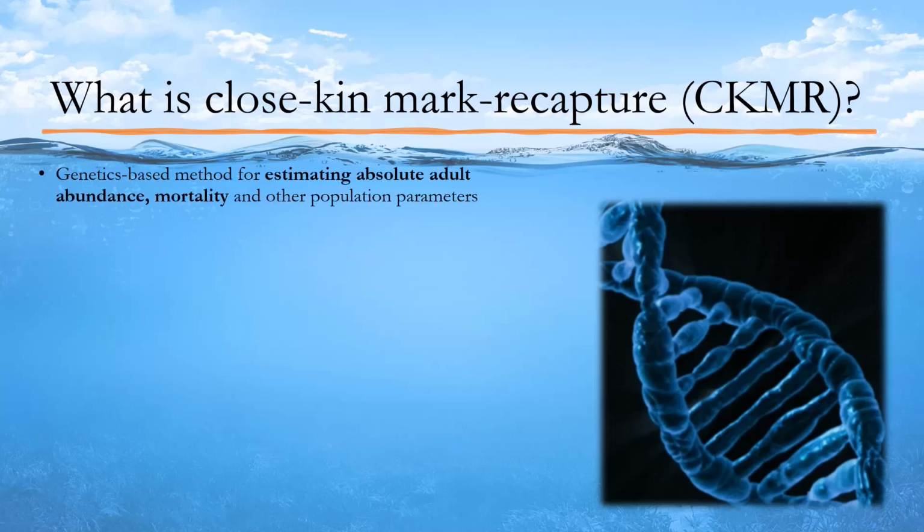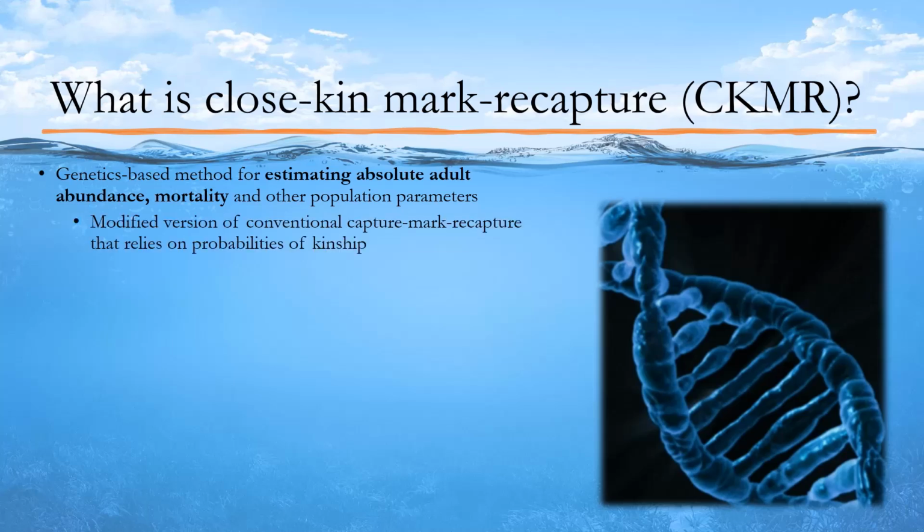So CKMR is a genetics-based method for estimating absolute adult abundance, mortality, and other population parameters. Fundamentally, it's a modified version of capture, mark, recapture. But rather than relying on recaptures of individuals, CKMR relies on probabilities of kinship or relatedness. And these kinship probabilities are based on the reproductive output of individuals relative to the reproductive output of the population.